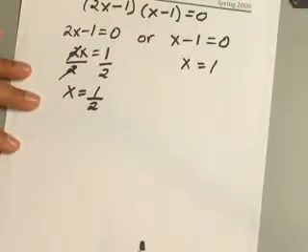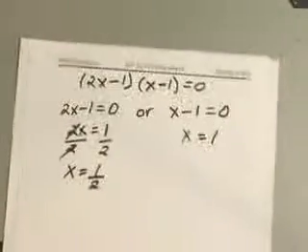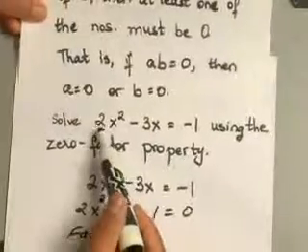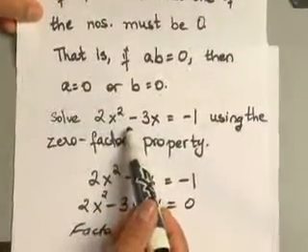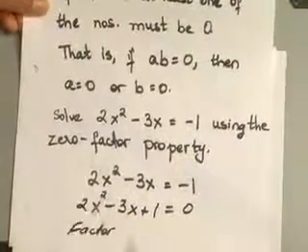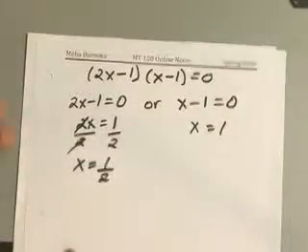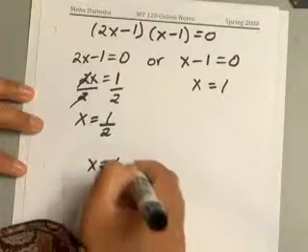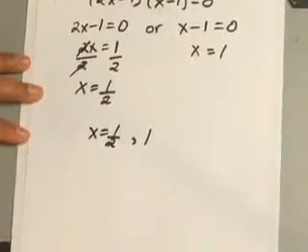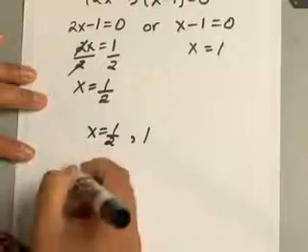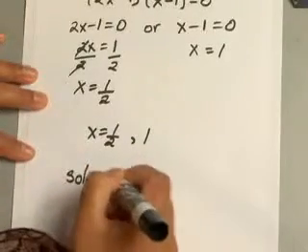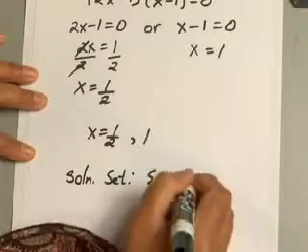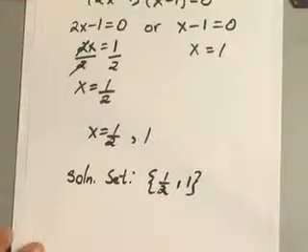So basically we are saying that the solution to the original equation, which was 2x squared minus 3x equals -1, will be x equals 1/2 or x equals 1. So of course you will go ahead and write this as a solution set that contains two values, 1/2 and 1.